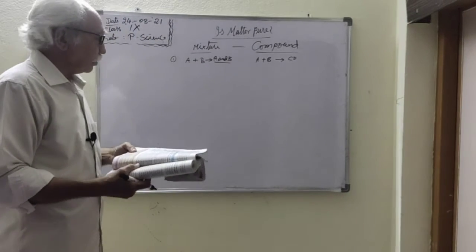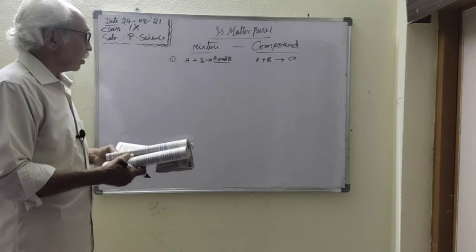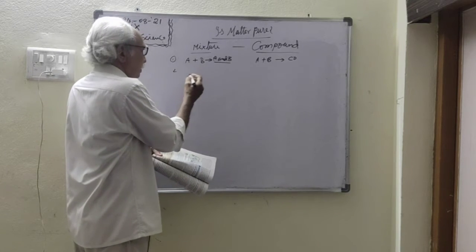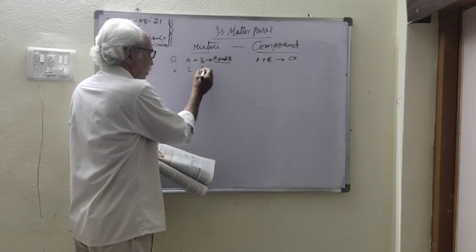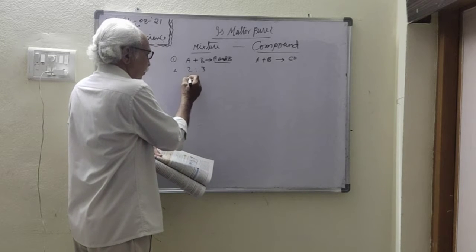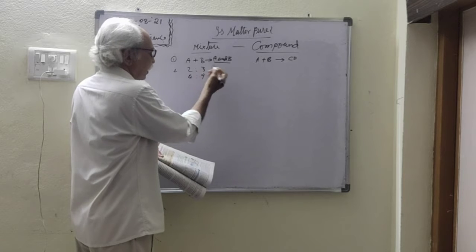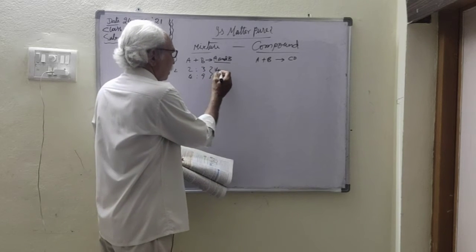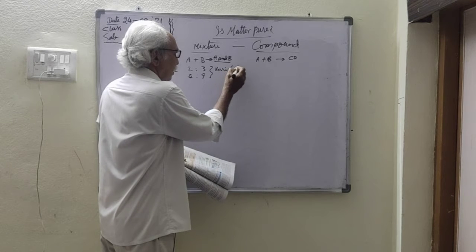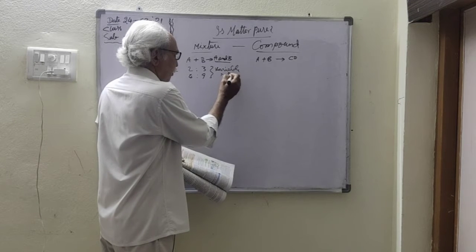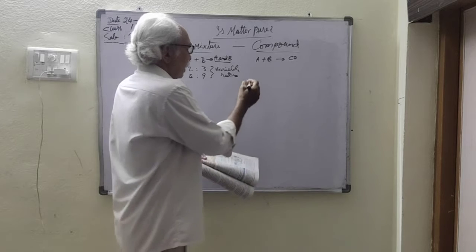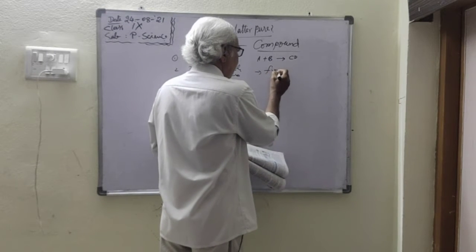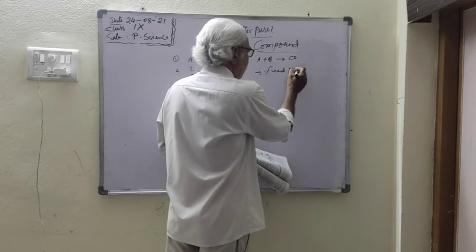Second, a mixture has a variable composition, which means A and B can be mixed in a 2:3 ratio, or a 4:9 ratio, like different ratios. They are mixed in a variable ratio. But in a compound, they are always combined in a fixed proportion.